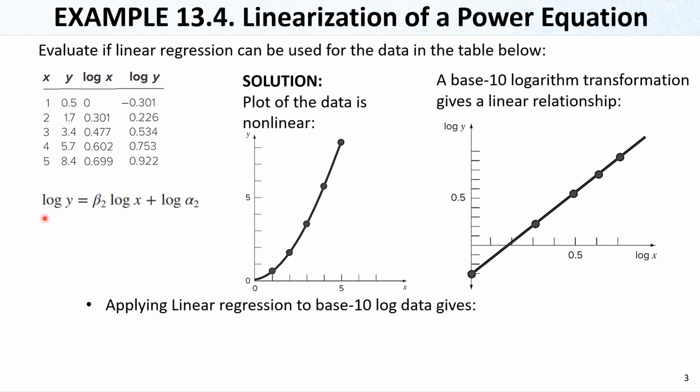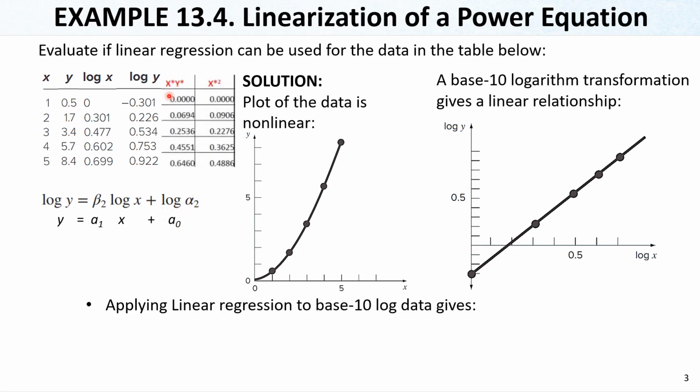So simply, the linear regression formulation for the data will be this, and we will find alpha 2 and beta 2. This is similar to our linear regression formulation. So beta 2 is a1, and log alpha 2 is a0, basically. For that we need these x times y values and also x square values. So let's calculate these first. Then we need the summations as well.